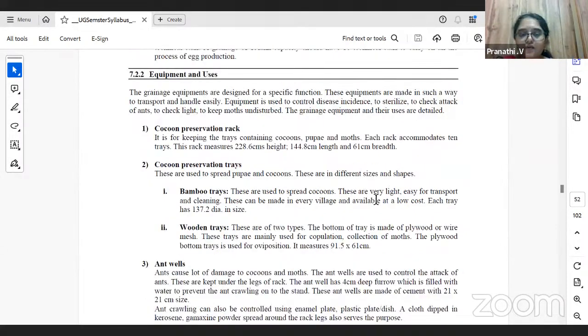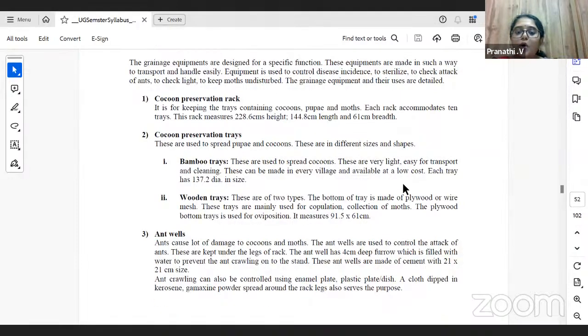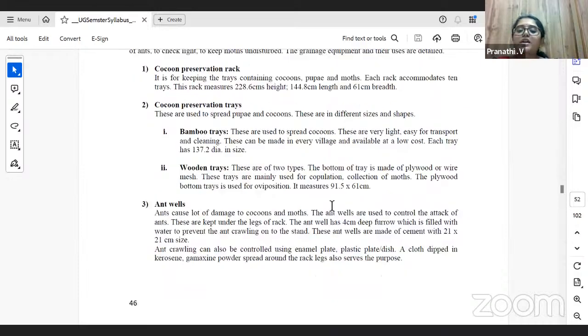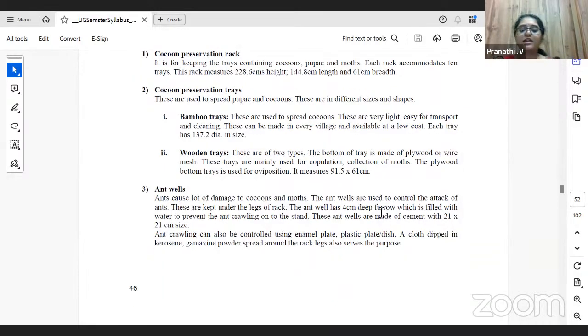Wooden trays are of two types. Bottom of the tray is made up of plywood or a wire mesh. So copulation, that is wherein the mating of the moths is taking place in such kind of a tray, and then the moths are collected. Plywood bottom is used for the oviposition, measuring around 95.1 into 61 centimeters.